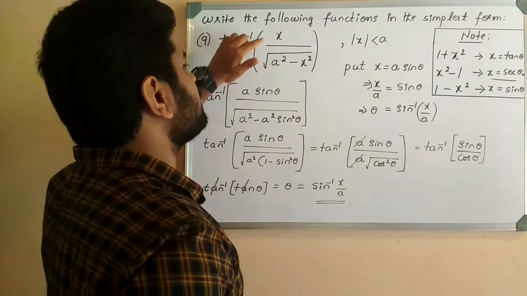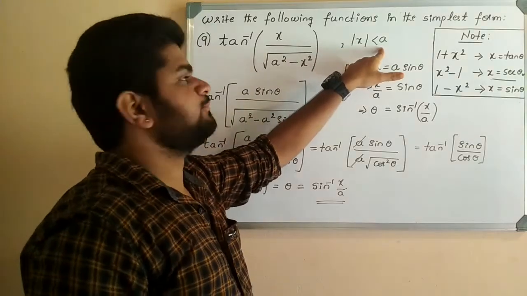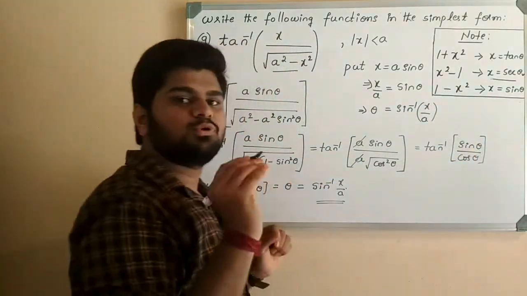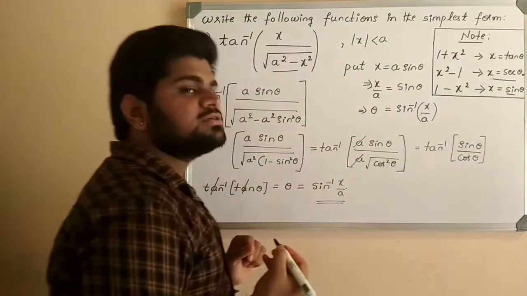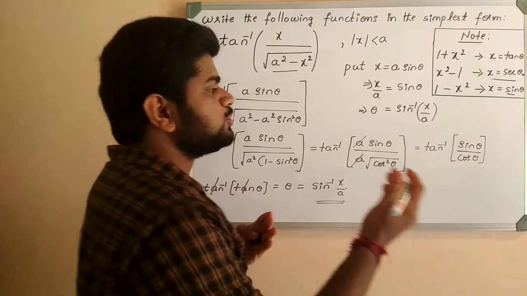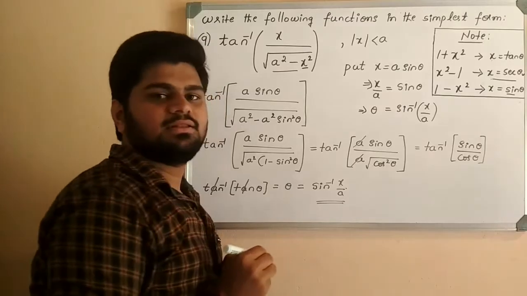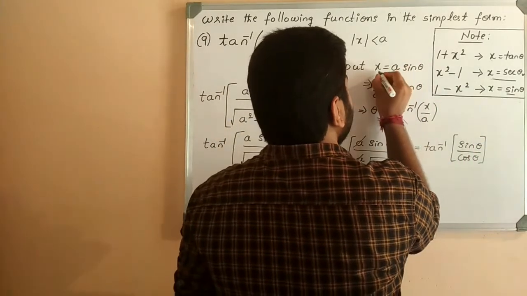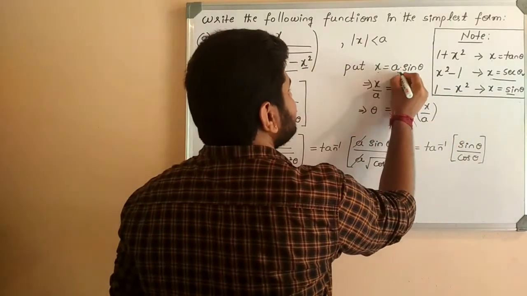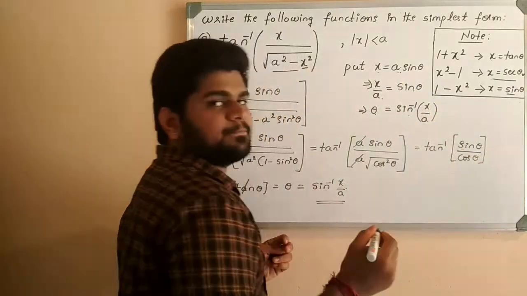Question number 9. Tan inverse of x by root of a square minus x square, where mod x less than a. So here this is in 1 minus x square pattern. So put x is equal to sin theta. Since here instead of 1, a is there, therefore just to cancel this you have to multiply a to this variable. So a into some variable. X is equal to a into sin theta, just to cancel this. X is equal to a sin theta, so that x by a is equal to sin theta. Theta is equal to sin inverse of x by a.